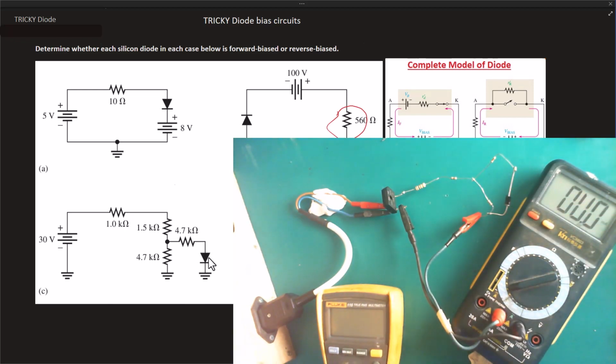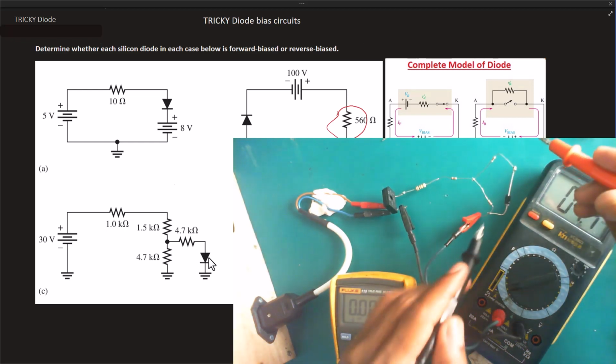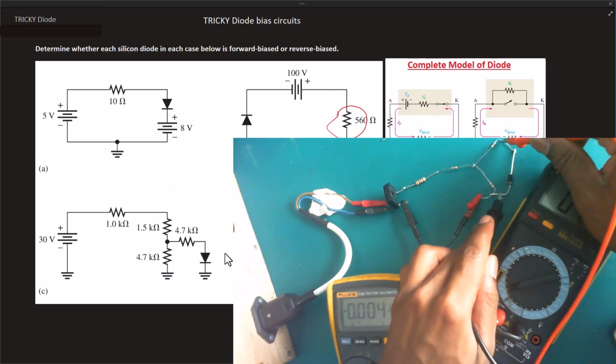Then we'll see that it must be more than 0.7, because this is a complete model application here. So now I'm going to turn this thing on. Hopefully we're not going to get a smoke, because I haven't done all the mathematics of power dissipation here. Now we're getting about 4.5 milliamps of current. So that means this diode is forward bias. Now I'm going to measure the voltage across it. As you can see there.